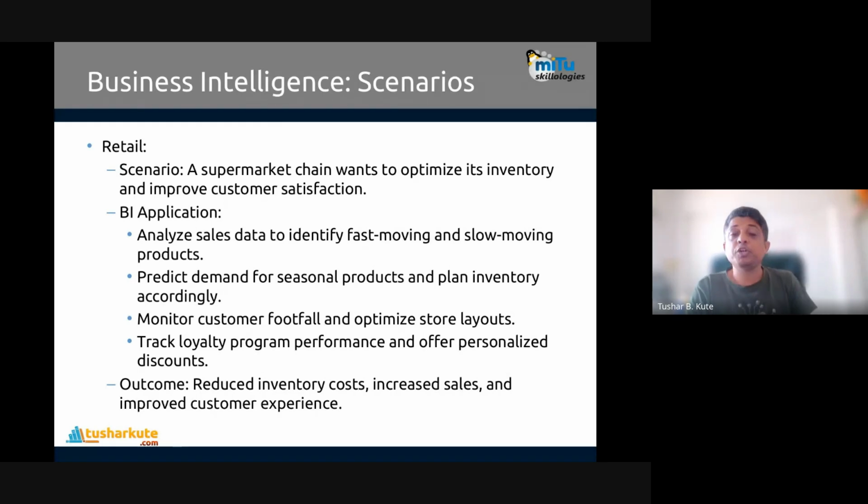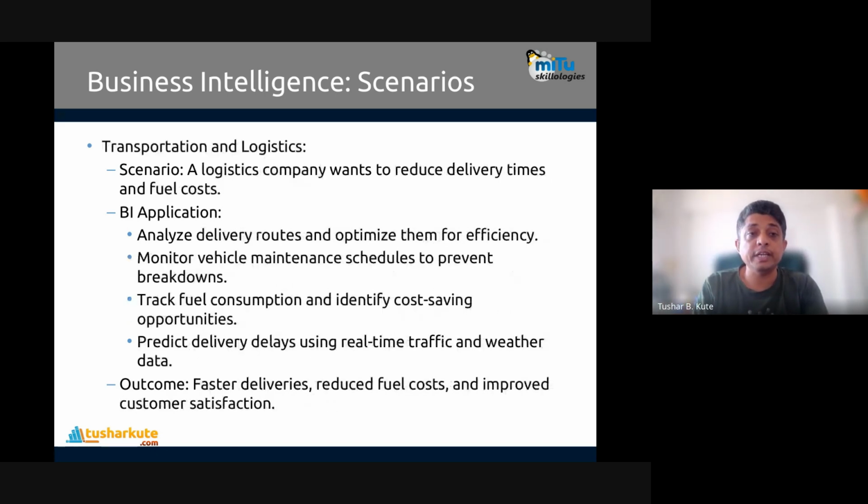And the last one, you can track loyalty program performance and offer personalized discounts. The more you purchase, the more discount you get, or you get discount accordingly. Based on whatever you have purchased previously, the next discounts are applicable. So this is exactly what the scenarios are. The outcome is that inventory cost can be reduced, sales increase and customer satisfaction improves. All these things are possible with the help of these BI tools in retail scenarios.